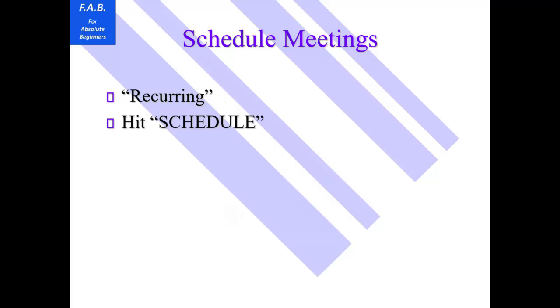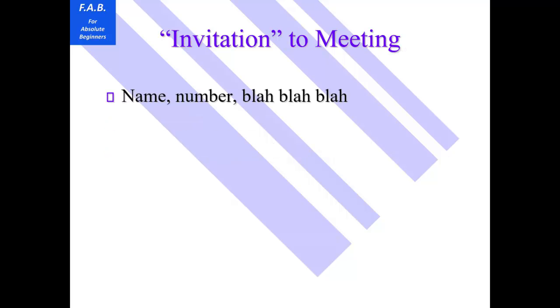Makes it really easy. And then you hit schedule, and it will then generate an invitation. So it'll wait for a second as it's generating the invitation, then it'll go boom, your meeting is scheduled. Okay, the invitation to the meeting that it generates, it's going to have the name of the meeting, the number of the meeting, blah, blah, blah, all these details.